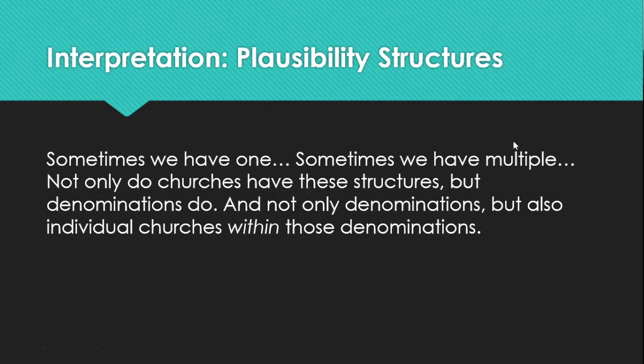And so Newbegin takes this idea and takes it further. He says, this isn't just in reality, this is in the church. Churches have plausibility structures, but not just churches, denominations do. And not just denominations, individual churches within denominations. We know that not every Presbyterian church is the same. We've got PCA and PCUSA and ECO, and how many more acronyms can we come up with? I don't know. They all use the title Presbyterian, but they do use a different style of Presbyterian.